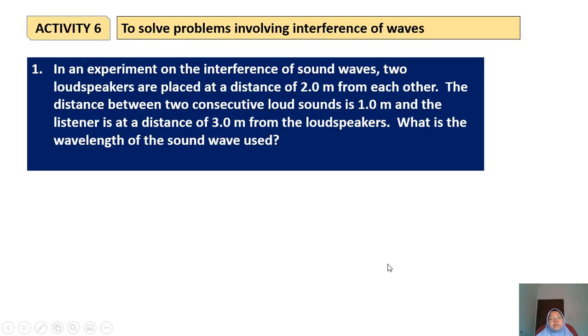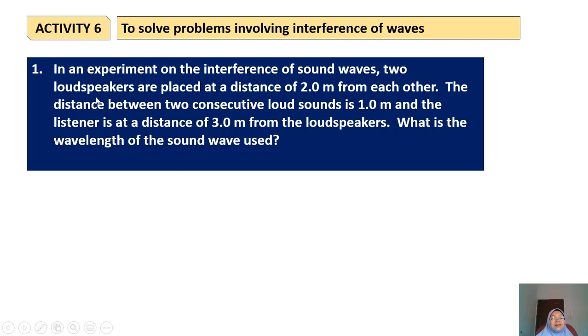Alright, let's try to solve problems involving interference of waves. Okay, so now the first question. Experiment on the interference of sound waves. Two loudspeakers are placed at a distance of 2 meters from each other. So this is A. The distance between two consecutive loud sounds is 1 meter. Oh sorry, this is X just now. This is A. And the listener is at a distance of 3 meters from the loudspeakers.